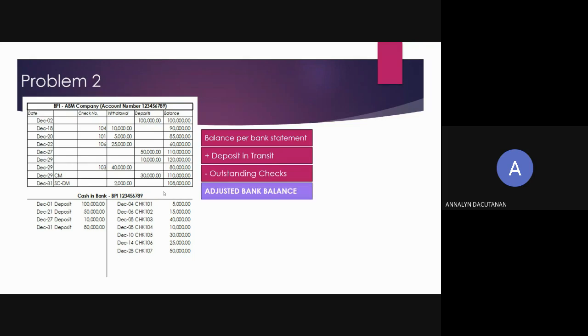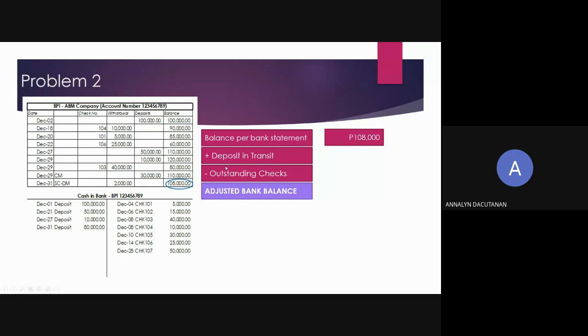So, first thing that you need to do is to get the balance per bank statement. So, saan ko kaya makikita yun? Ito yan. So, this is the unadjusted bank balance. Latag muna natin: deposit in transit, outstanding check equals adjusted bank balance. Normally, makikita nyo yan sa bank statement nyo, end of the month, bank balance. 108K. Ito yung unadjusted balance per bank statement natin.